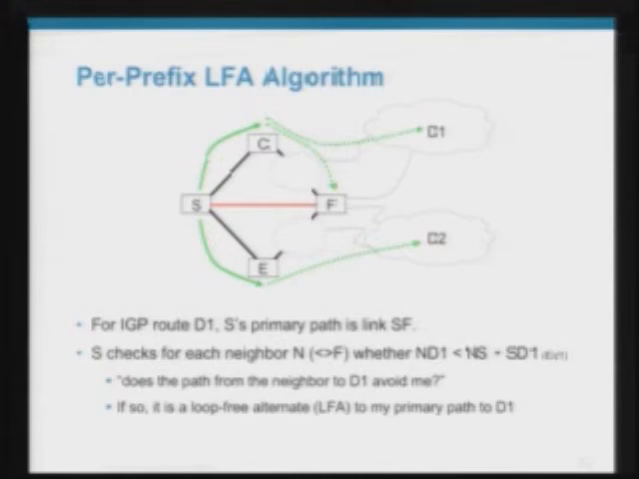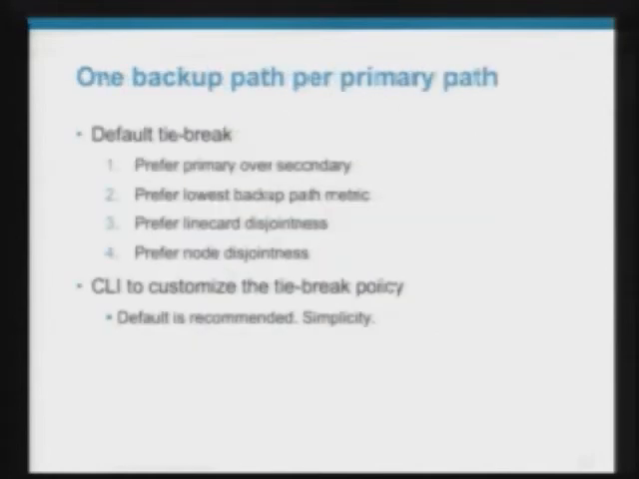For each prefix, in addition to the best path, it creates a list of alternates that it believes do not send the traffic back to it. And then it looks at which of the alternates to send it on. Of course, prefer primary over secondary. If one of the backup paths has the lowest metric, send it on that one, presumably the least delay penalty. Then line card disjointness, node disjointness, plus a bunch of options to fine-tune things, which he doesn't recommend you use after all. But you never know if it comes in handy.